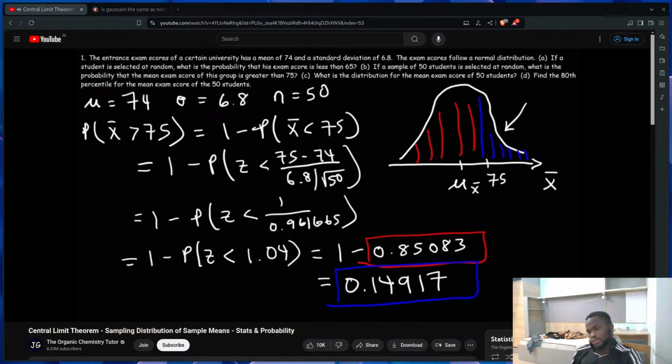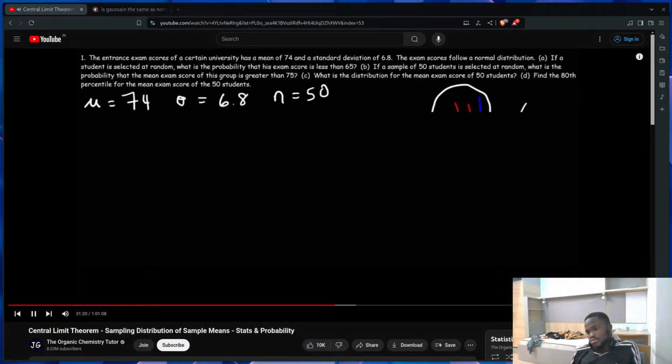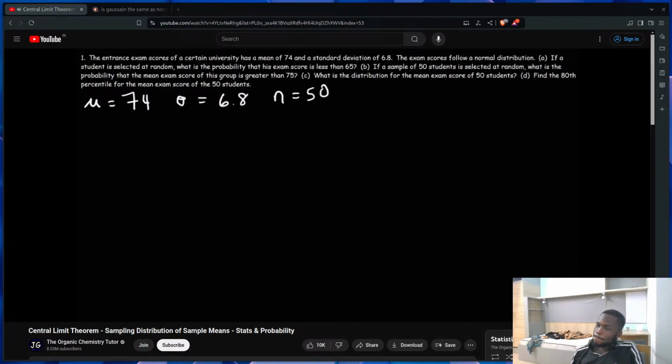Now let's move on to part C. What is the distribution for the mean exam score of 50 students? How can we write the distribution for the mean exam score?